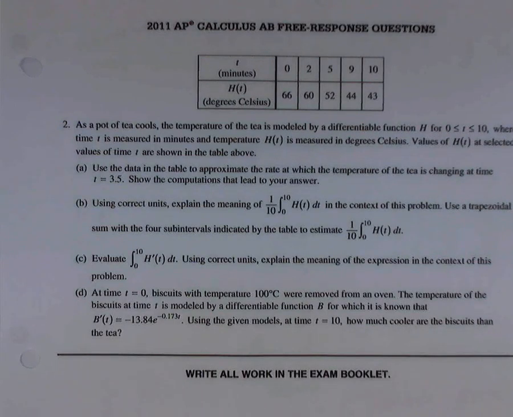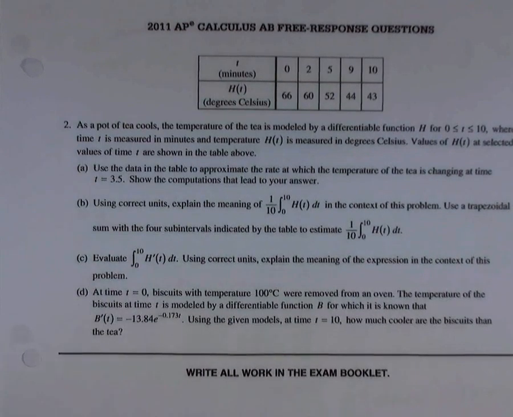2011, number 2 with a TI. Okay, so I have a pot of tea that is cooling, and the temperatures are given to me over this 10-minute time frame. Part A, use the data in the table to approximate the rate at which the temperature of the tea is changing at 3.5 and show the computations.